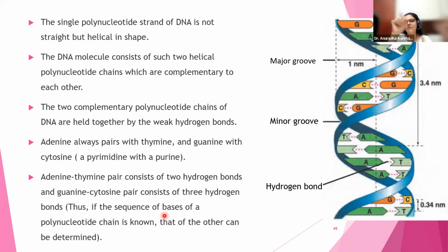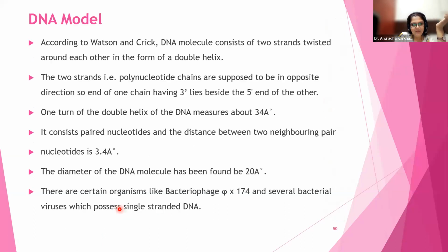ये यहाँ से सबसे इम्पोर्टेंट कहानी यहाँ से स्टार्ट होती है अपनी. Well, so the 2 strands of the polynucleotide chains are opposite. So the chain having 3 prime lies just beside the 5 prime end. One turn of a double helix of DNA measures about 34 angstroms. A और उसके ऊपर ये डिग्री वाला एक symbol दिख रहा है आपको. How we write Celsius degrees वैसे. So that A stands for angstrom.